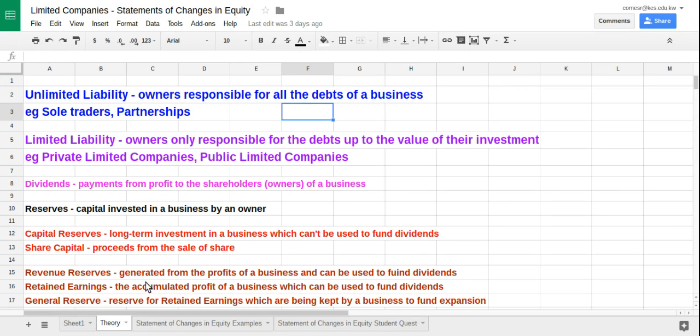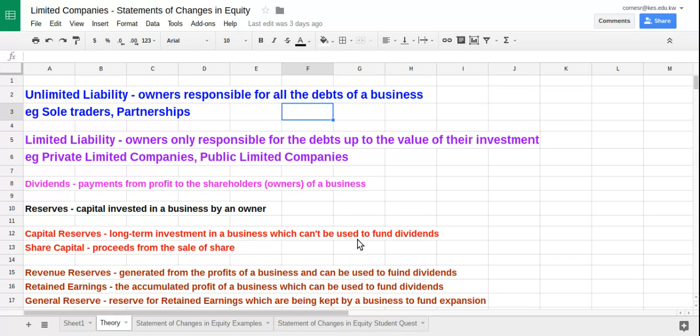Right, the other thing that we need to know, it's really important because that's what statements of change of equity is all to do with, is reserves. So for a sole trader, we just have the capital account, no problem. For a partnership, we actually have the capital account and we also have the current account. For the limited company, where all the money owed to the owners is kept, we call reserves.